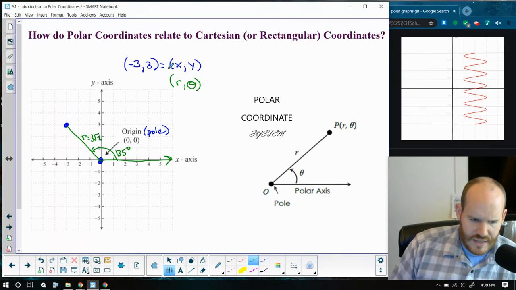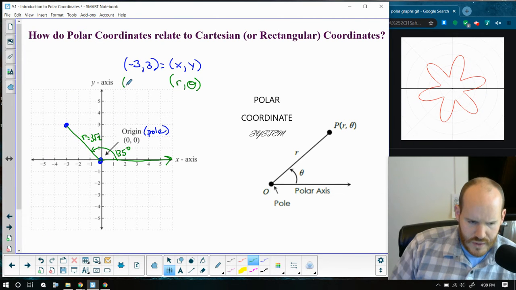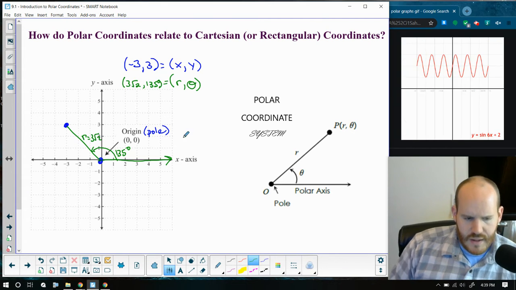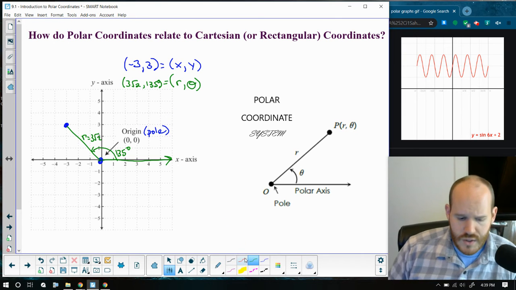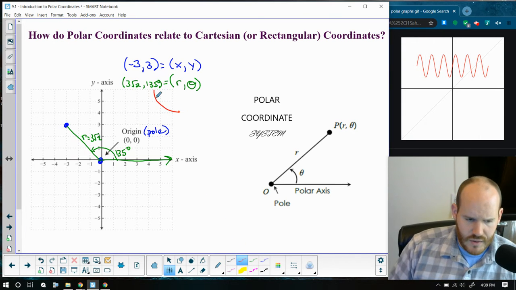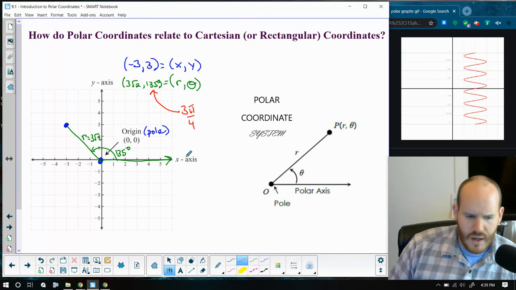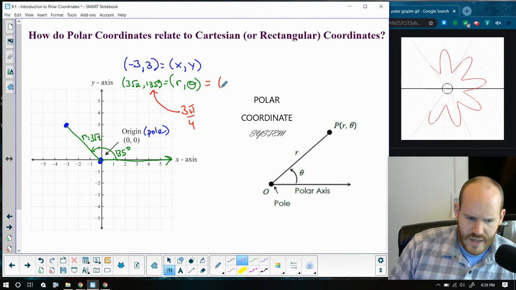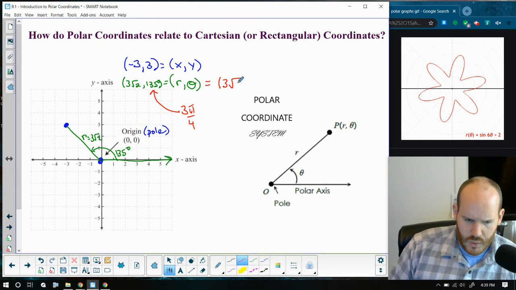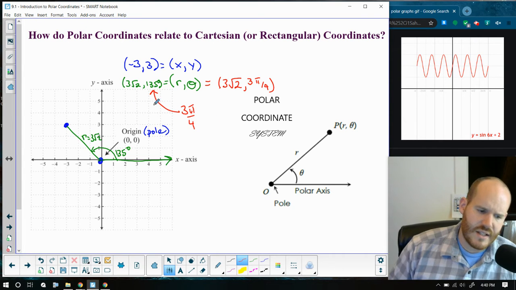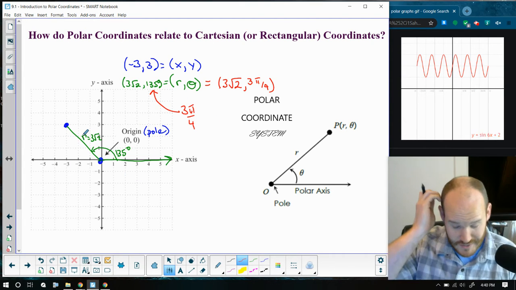So the point -3, 3 in rectangular coordinates is the same as 3 root 2, 135 degrees in polar coordinates. Now you could also represent this angle instead of 135 degrees. You could represent it in radians. It'd be 3 pi over 4. So another way of writing the same thing in polar coordinates would be 3 root 2, 3 pi over 4. So essentially it's just an angle and a distance rather than two directed distances.